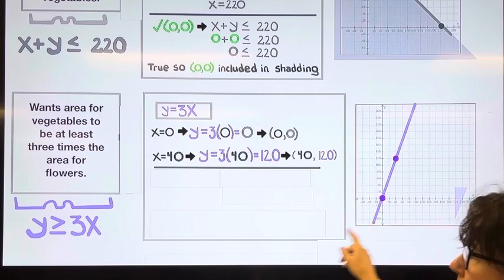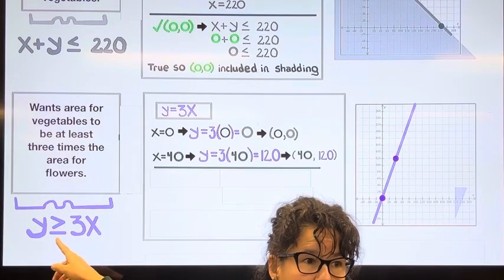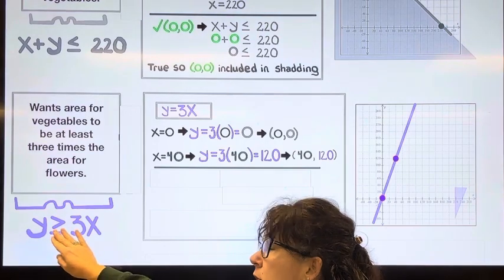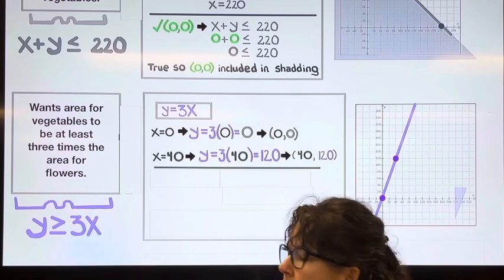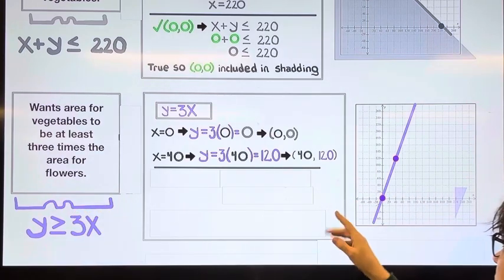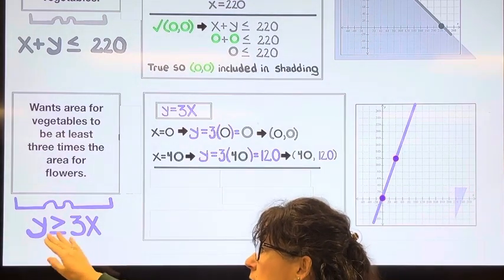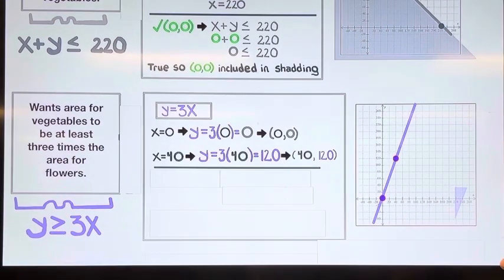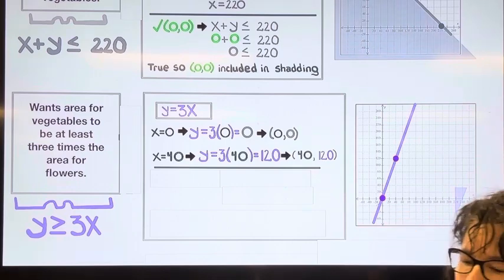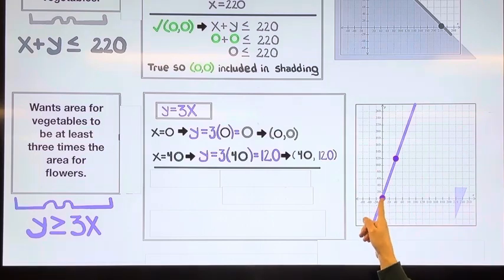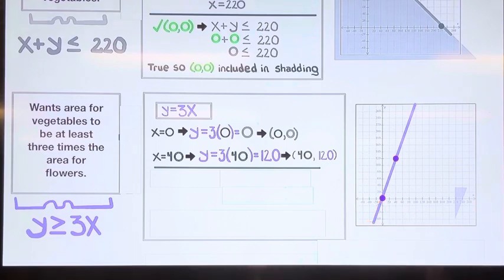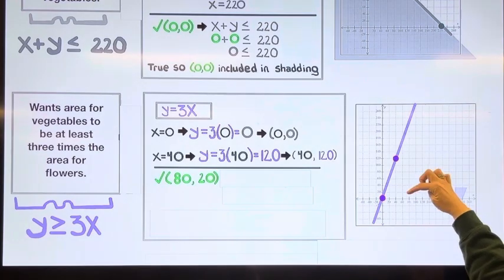When I draw in this line, because this is underlined, I'm going to use a solid line. If it was not underlined, like maybe it says at most, then well, even at most I guess would be okay. But anyways, if it's not underlined, then we'd have a dashed line. Decide if I should shade this direction or this direction. I can't use 0, 0 as my test point this time because it's on the graph. So I need to pick another point to test. I'm going to go with 80, 20. 80, 20 is right here.